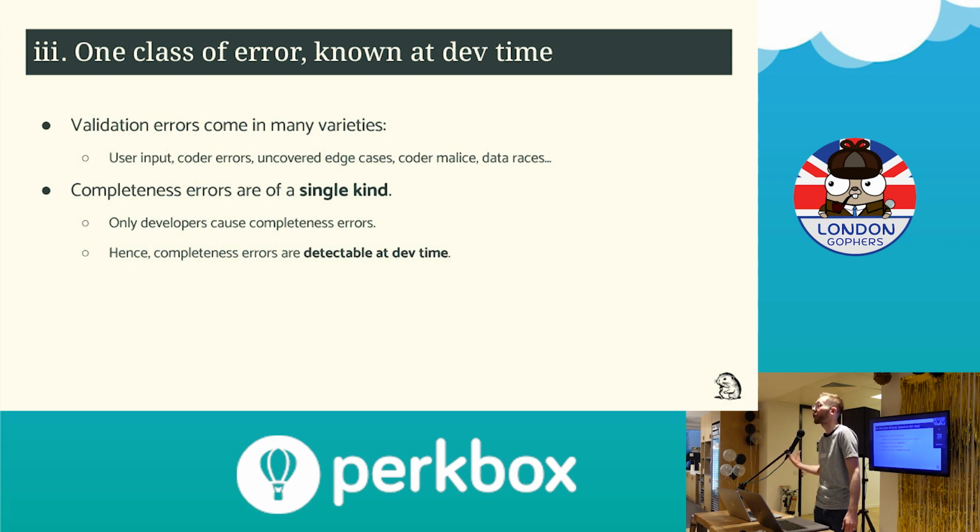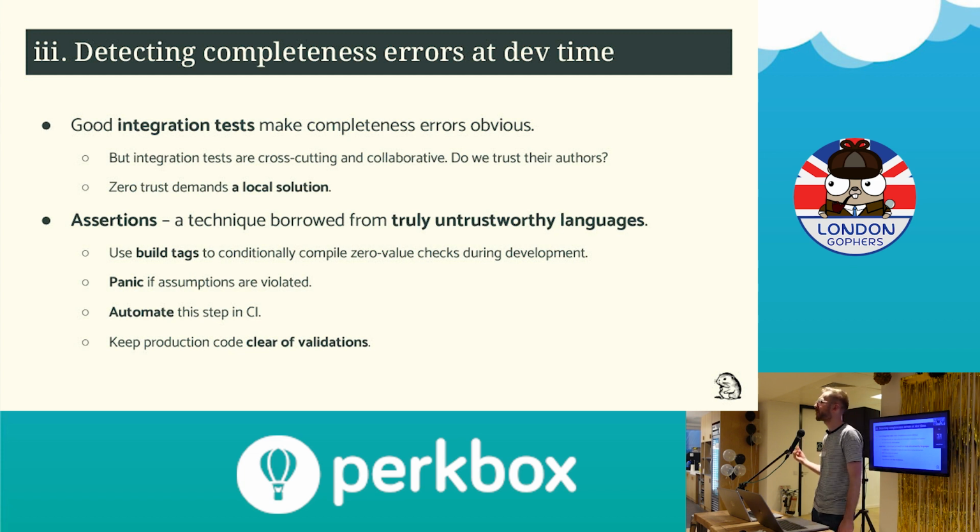If a constructor is correctly called, you will get a valid value, or the request simply will not proceed. Only developers, and I told you not to trust the people sitting next to you, only developers can cause completeness errors. Only they can accidentally pass you a zero value into your domain. And that means that completeness errors are detectable at development time. You might ask, why can't we test for this?